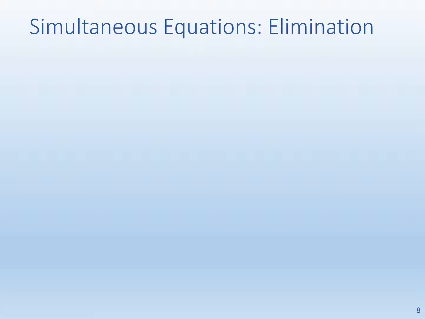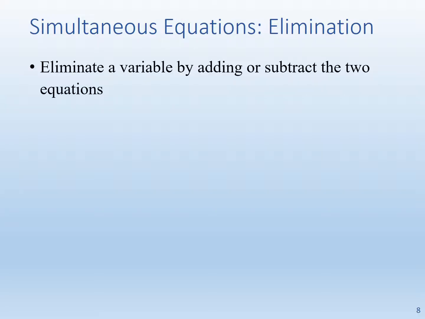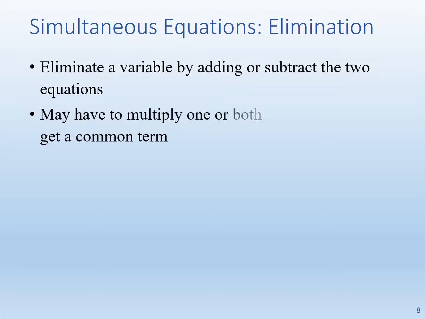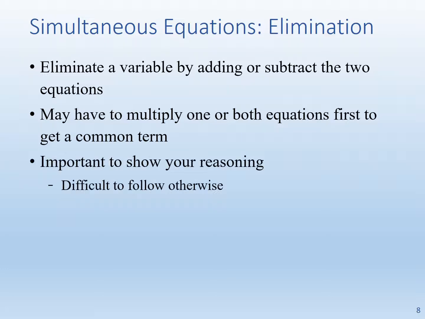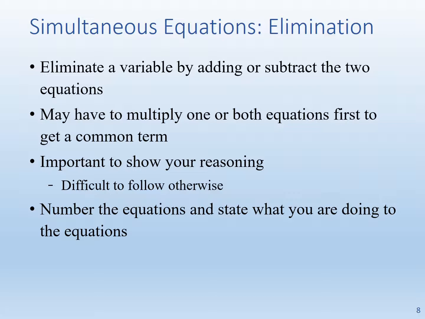The second method is elimination. We use this when we can eliminate one of the variables by adding or subtracting the two equations, which may involve multiplying one or both of the equations by some number to get a common term. Once again, it's important to show your reasoning, otherwise it's hard to follow what's going on. And a good technique is to number the equations and to state what you are doing to these equations.